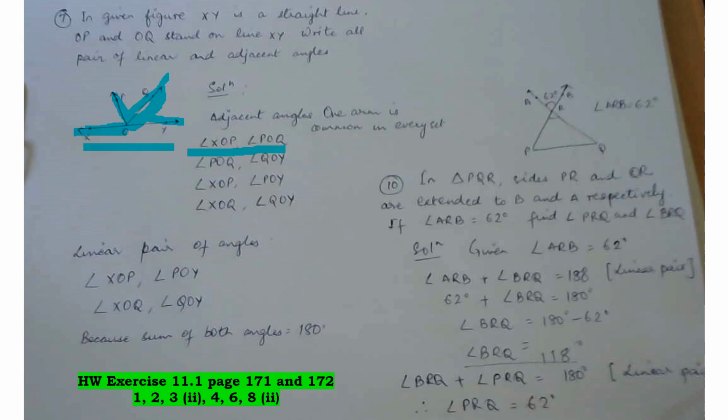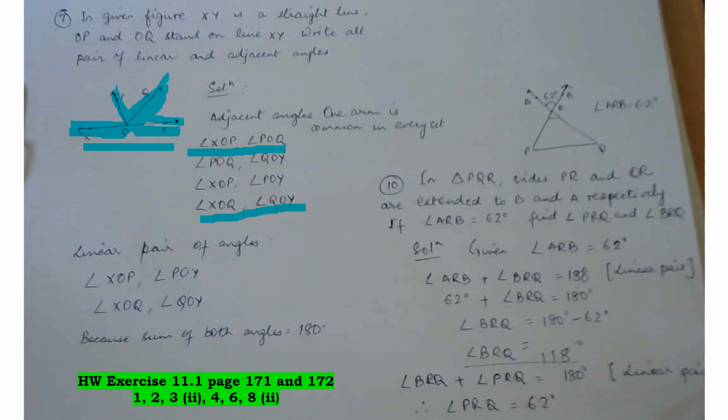Angle XOP and angle POY, and the other adjacent pair is angle XOQ and angle XOY. What about the linear pair of angles? It means the sum should be 180 degrees. So these two angles, angle XOP and angle POY, will form a linear pair, and another is angle XOQ and QOY, which will form a linear pair.